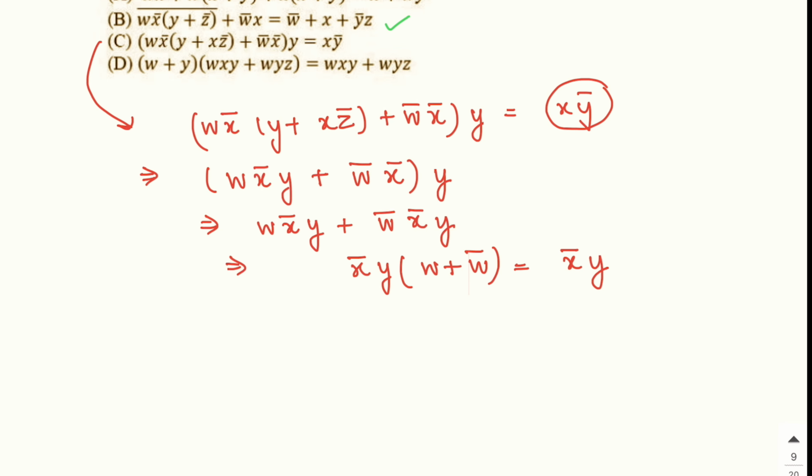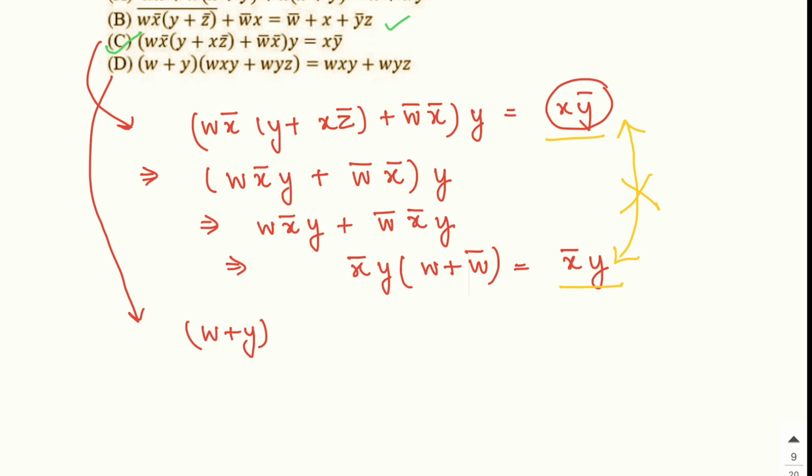Just notice that the left hand side and the right hand side are not equal to each other, because over here we have x bar y and this is xy bar. So actually the answer is going to be the third option only. But let us just check whether the fourth is correct or not. So we'll just go to the fourth.